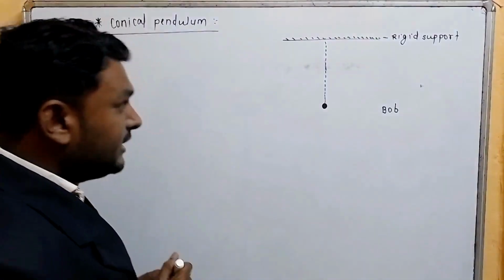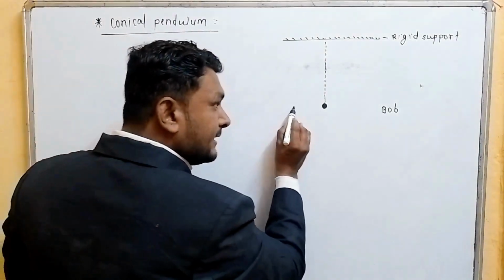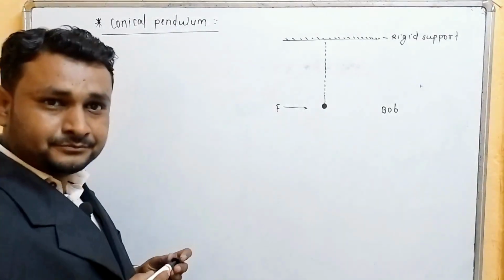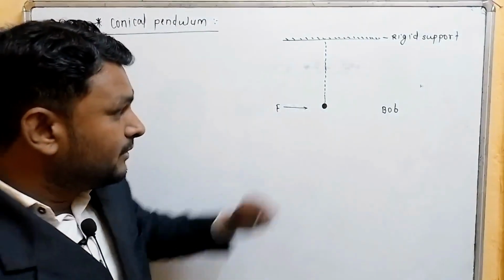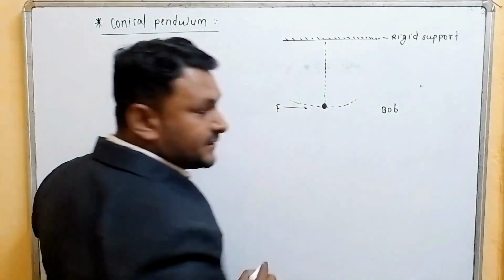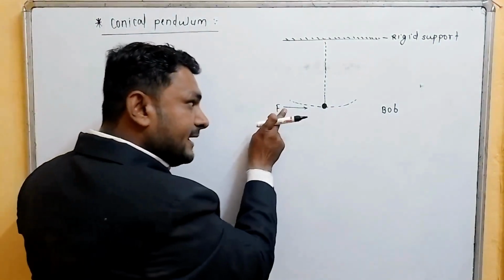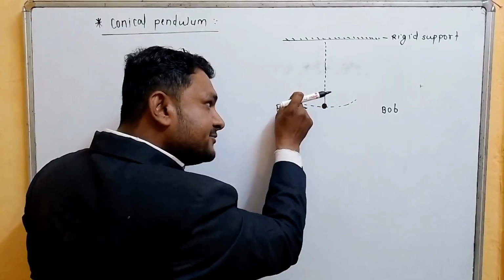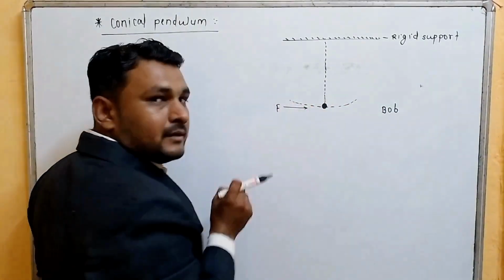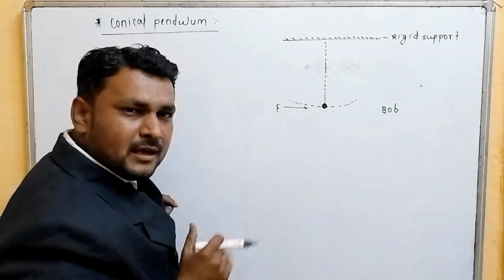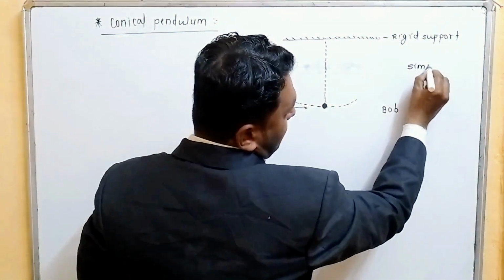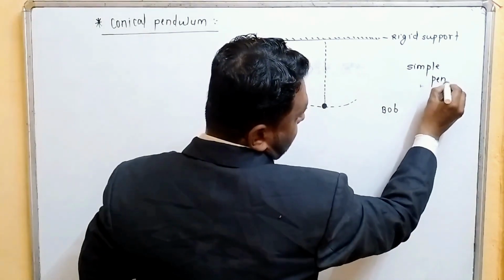Now see very carefully. If you are applying an external force on this bob, what will happen? This bob will oscillate in a vertical plane only, isn't it? If you are applying an external force on this bob, then this bob will move in this direction. And therefore, such a pendulum is said to be a simple pendulum. You can call it a simple pendulum.